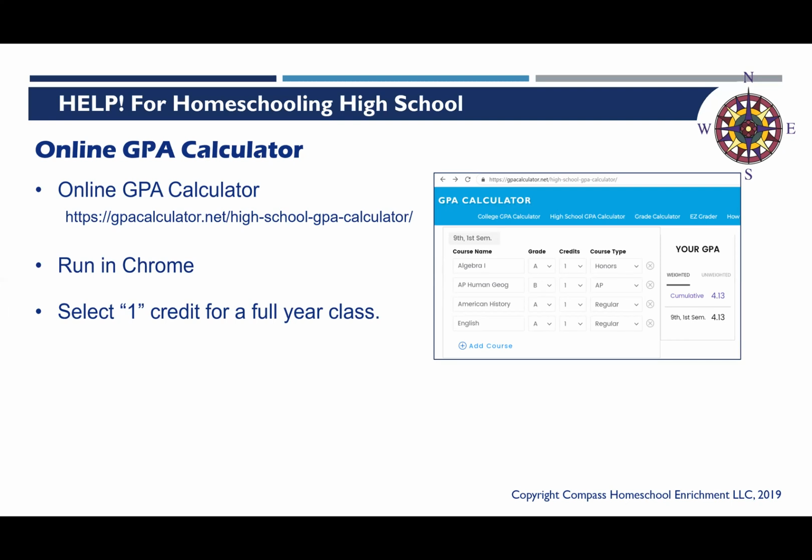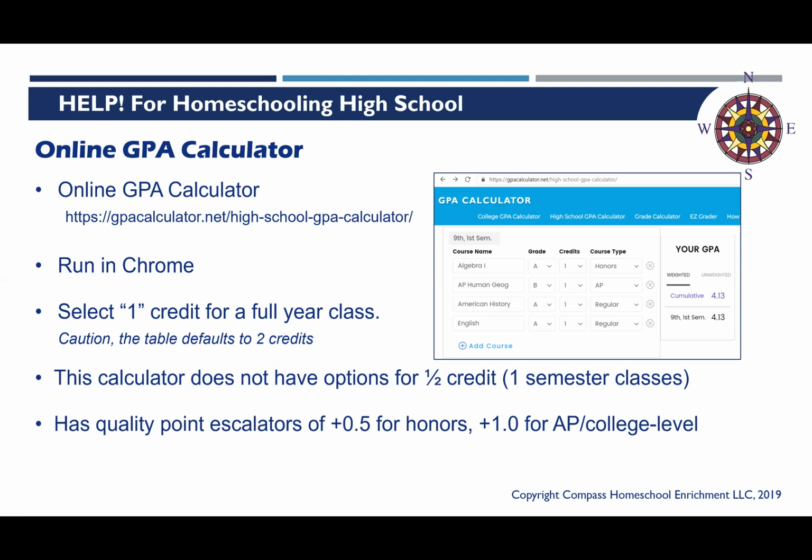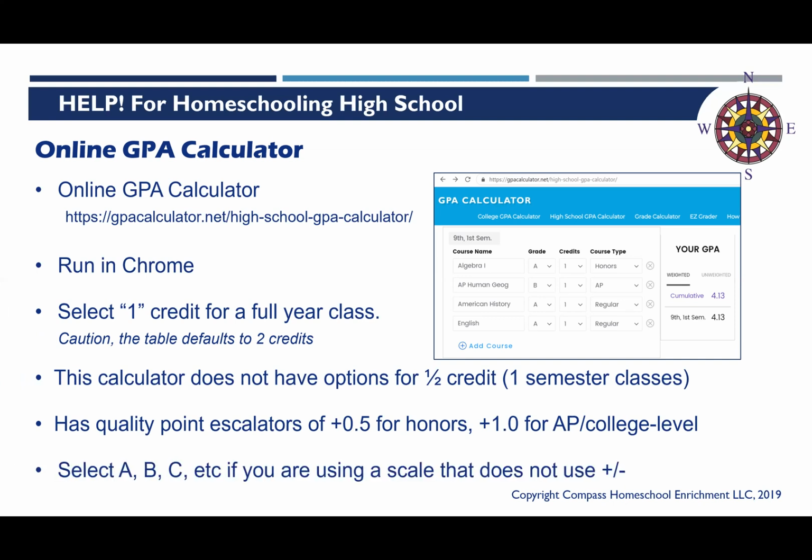You need to select 1 credit for a full year class. Be cautioned, the table defaults to 2 credits, so you would select 1 for a full year class. The calculator does not have an option for a half credit or a 1 semester class. This is one of the downfalls. But it does have quality point escalators of +.5 for honors and +1 for AP and college level. So you will select A, B, and C if you're using a scale that does not use pluses and minuses.